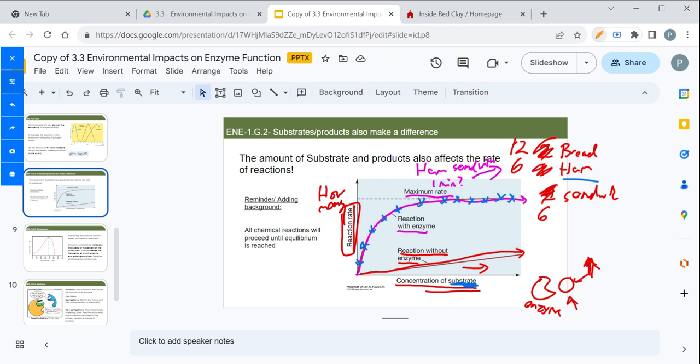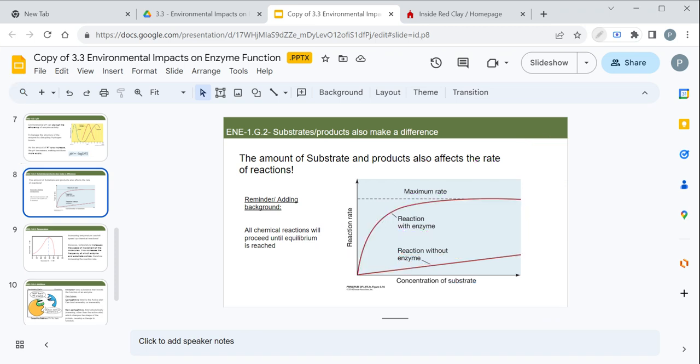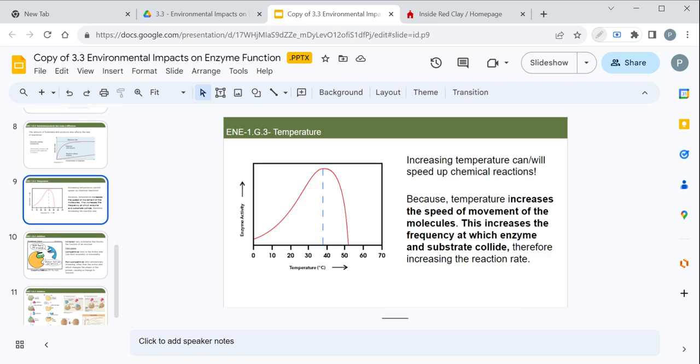The enzyme is only so efficient. The enzyme can only interact with so many substrates before it's kind of overwhelmed and it's like, look, I can do this reaction, but I have a maximum rate I can achieve. So if you want this reaction to happen a little bit more, get more enzymes. That's one of the reaction graphs that you should have seen, about changing substrates, changing reactions.